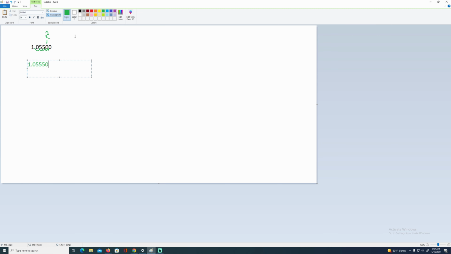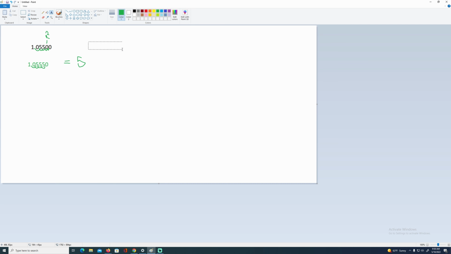So what does this mean? How many pips did it go up in value? Well, to calculate the pips, we'll do the same thing. We'll come here, we have to move this decimal point 1, 2, 3, 4. Now, how many units? It changed from 0 to 5. So it went up in value 5 pips.